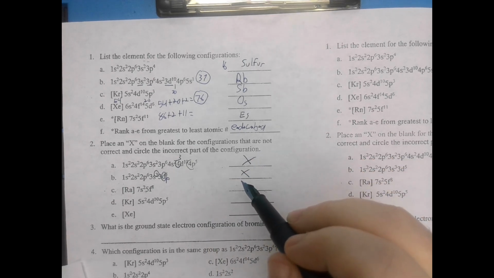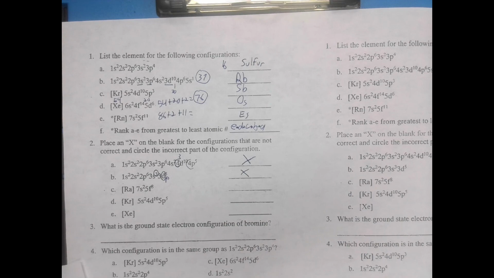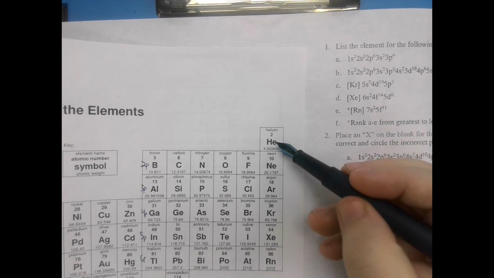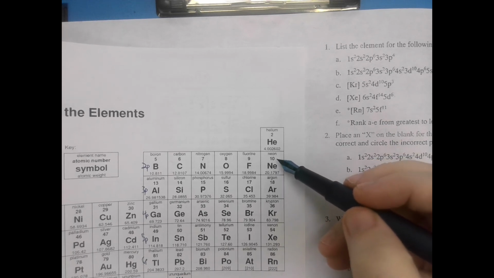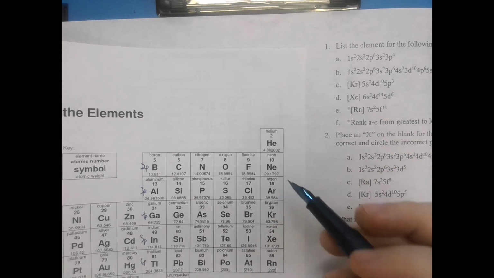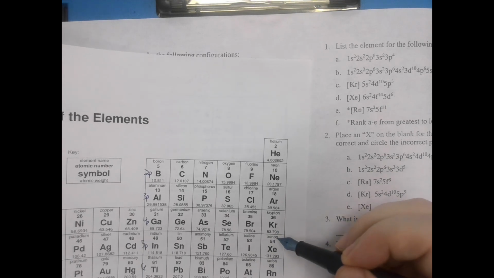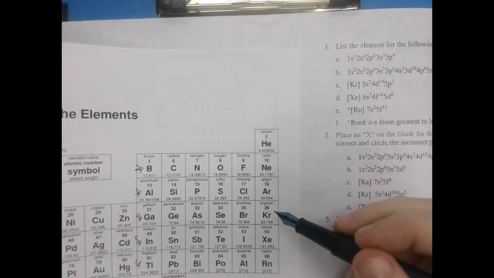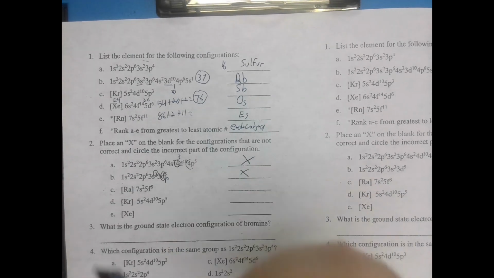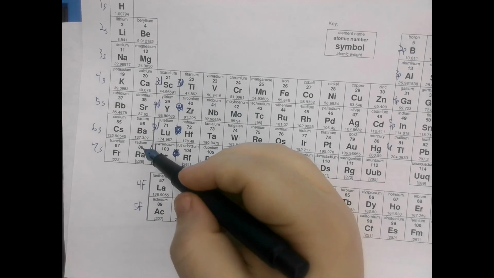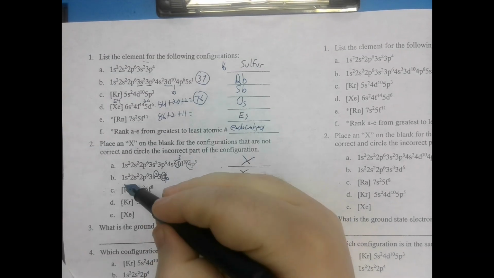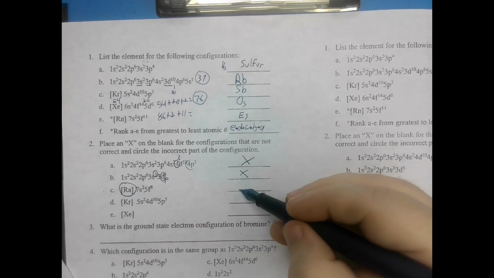So looking at the next one, it's in noble gas configuration. Let's look at the noble gases. The noble gases are helium, He; neon, Ne; argon, Ar; krypton, Kr; xenon, Xe; and radon, Rn. These are all the noble gases. Ra is not a noble gas. Ra is radium. So what's wrong with this one is that it's not a noble gas.